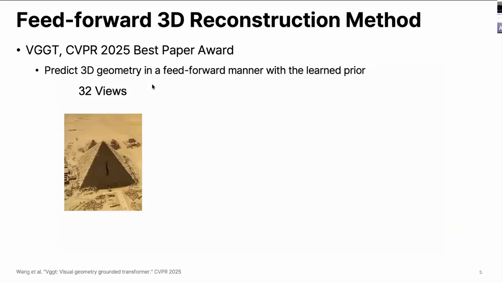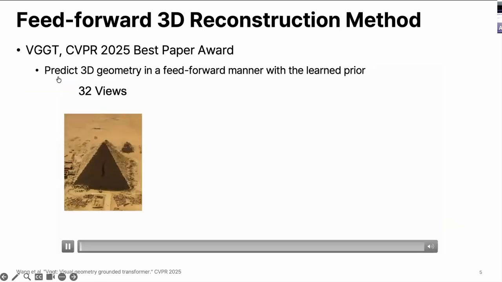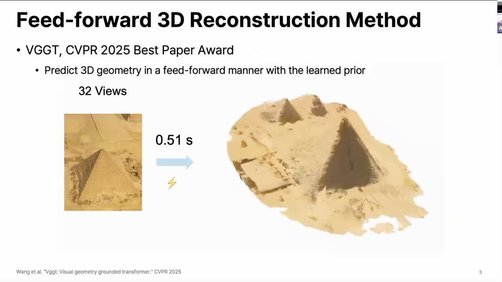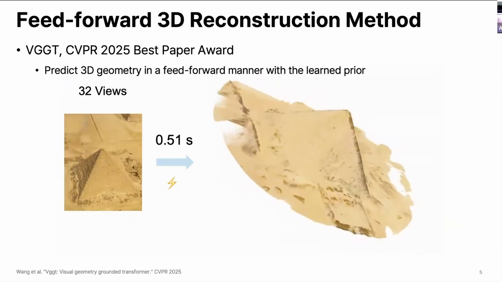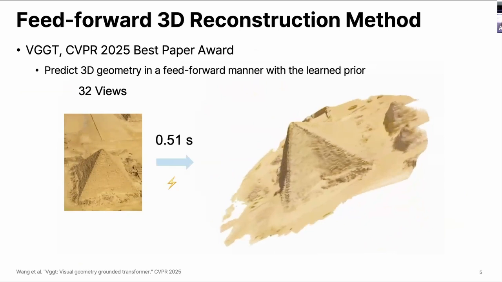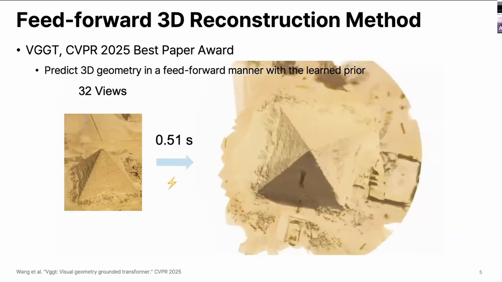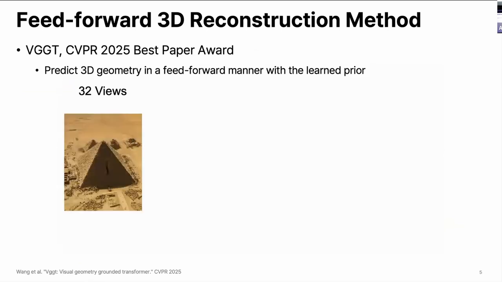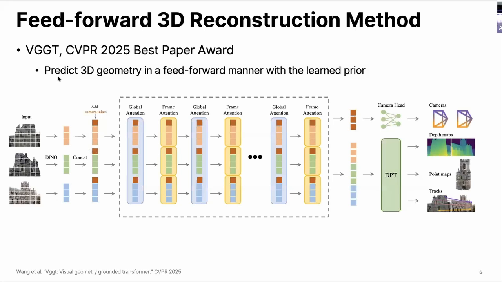And this is a more recent 3D reconstruction method called VGGT, which won the Best Paper Award at CVPR 2025. Instead of performing iterative optimization like COLMAP, which can be really slow, VGGT predicts 3D geometry directly from input images in a feed-forward manner using learned priors. And this is an overview of VGGT, which consists of a large transformer, and it is trained on large-scale multi-view datasets to perform feed-forward 3D reconstruction using learned priors.